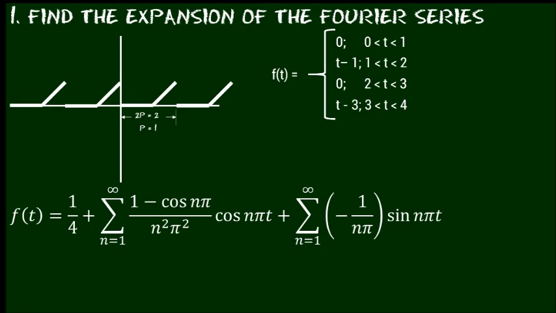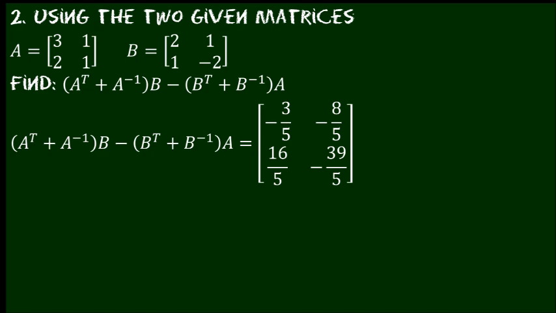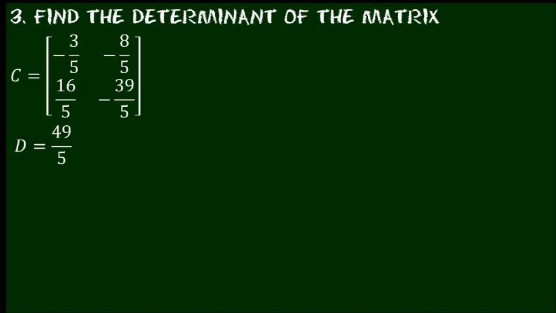Now, we can have the recap of answers. For number 1, we have f of t is equal to 1 over 4 plus summation of 1 minus cosine n pi over n squared pi squared times cosine n pi t plus summation of negative 1 over n pi sine n pi t. For number 2, this is our answer. And for number 3, the determinant is 49 over 5.